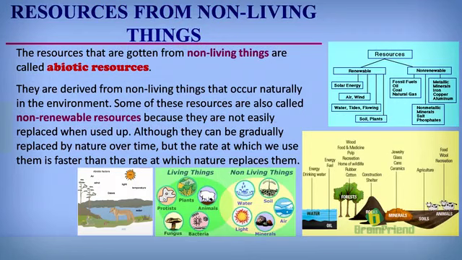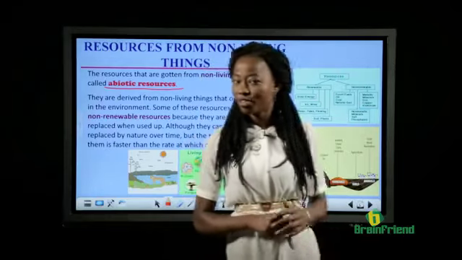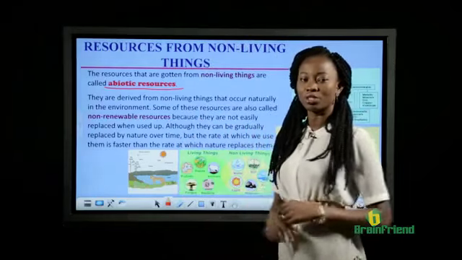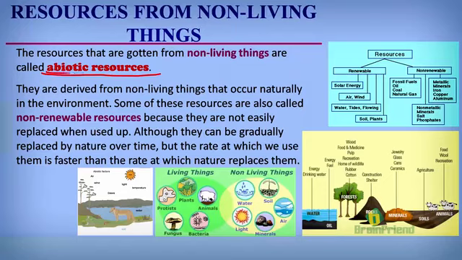The resources that are gotten from non-living things are called abiotic resources. Can you remember what we call those resources that are derived from living things? Biotic resources. So we are looking at the abiotic resources. Abiotic because they are not gotten or derived from life sources or from living things. These resources are derived from the non-living things that are present in our environment, that occur by nature in our environment.